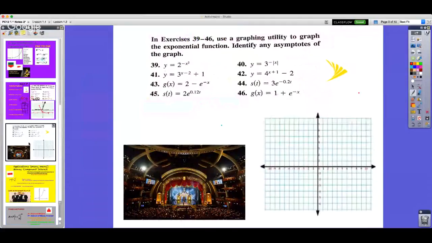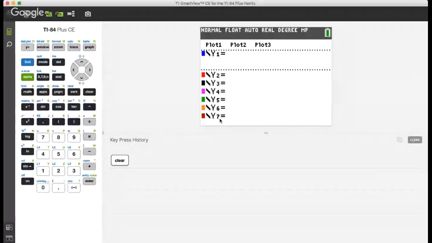Okay, so do this on your calculator. Y equals, put in 3 to the negative absolute value of x. Do y'all know how to do absolute value? No? Okay. Let's go here. So let's do 3. And when we do the exponent, you know how to do caret, right? Okay, so we're going to do caret, parentheses, and then we're going to go absolute value.